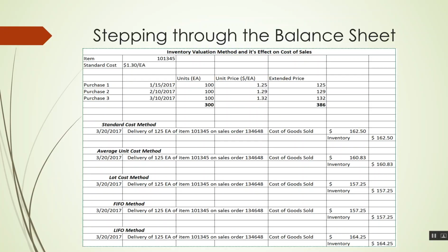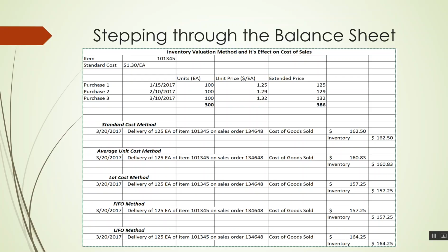Now, let's say we're turning around and shipping this product out. Okay, so when we ship the product out, that's when we're going to recognize our cost of goods sold, and we're going to decrement our inventory. So take a look. We have journals laid out here: standard cost method, average cost method, lot cost, FIFO cost, and LIFO cost. And you'll notice here the variations aren't huge, but there are some variations.